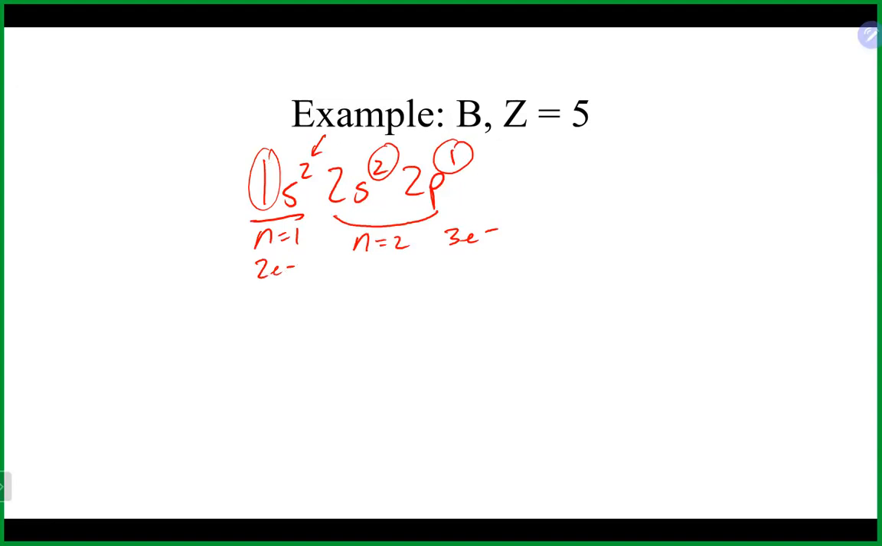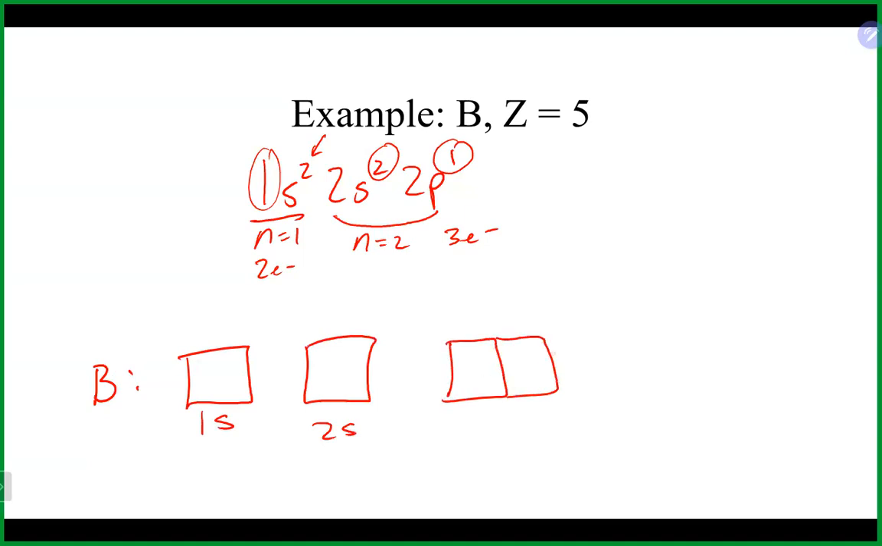Our orbital diagram will look a little bit different here with boron. We have a 1s box. We got a 2s box. And for our p, because it's a p subshell, and there are 3 different p orbitals, you need 3 boxes or 3 lines. This represents the px, the py, and the pz orbital. So you actually will have 3 boxes.